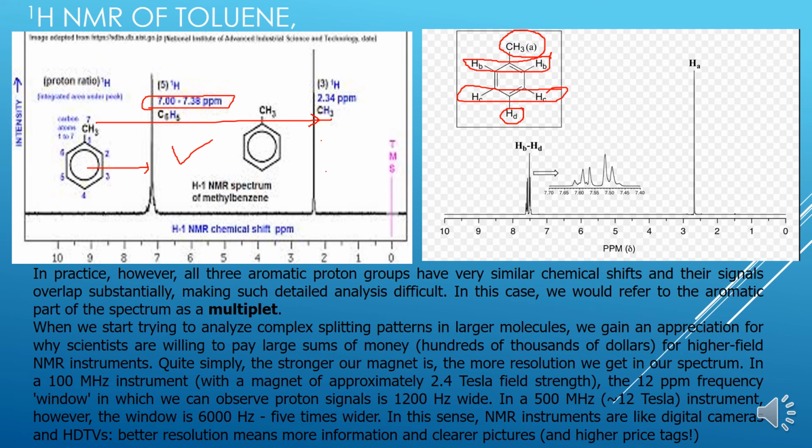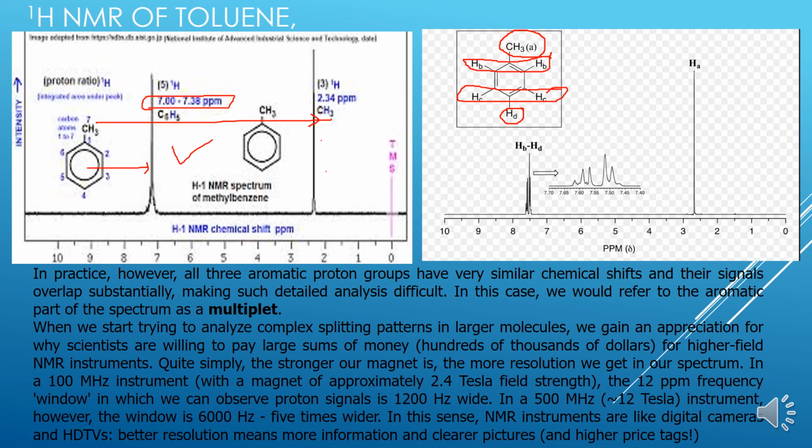Okay, in practice, remember, however, all three aromatic proton groups have a similar chemical shift and their signals overlap substantially, making such detailed analysis difficult. In this case, we would refer to the aromatic part of the spectrum as a multiplet. Remember, when we start trying to analyze the complex splitting pattern in a larger molecule, we gain an appreciation for why scientists are willing to pay large sums of money for higher field NMR instruments.